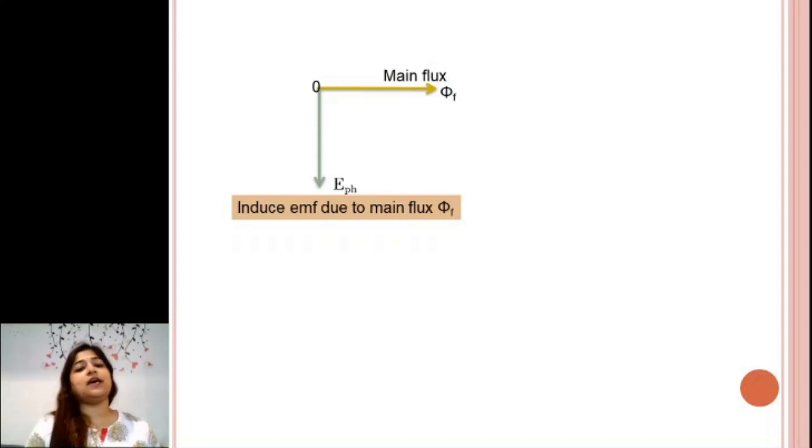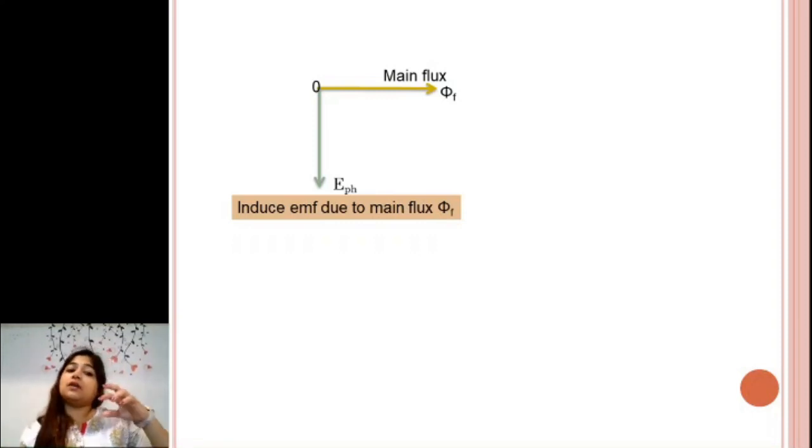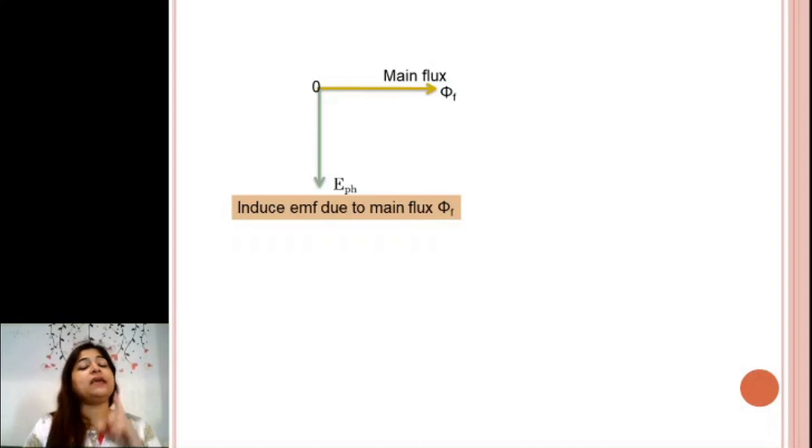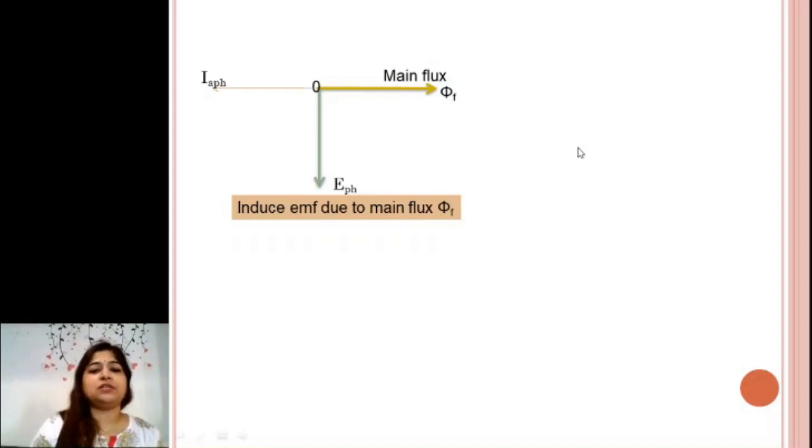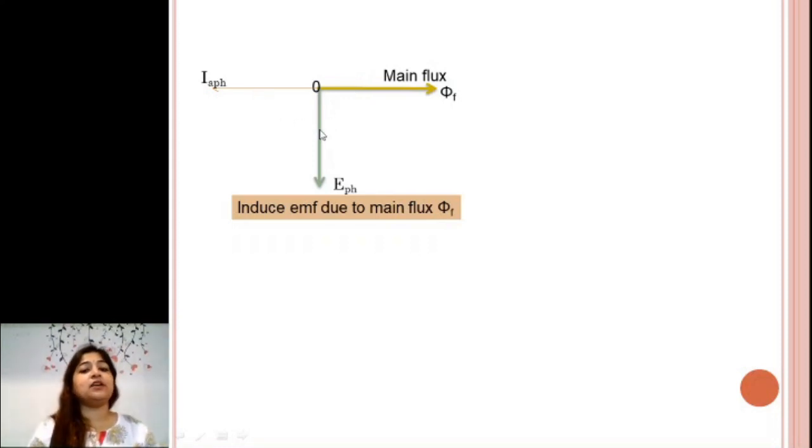And then there should be the armature current, because this is an inductive load. Now the load picture comes. Because this is an inductive load, the armature current will be lagging voltage by 90 degrees. So where should I draw the current? I should draw it here. See, EMF is lagging flux by 90 degrees and current is lagging EMF by 90 degrees.